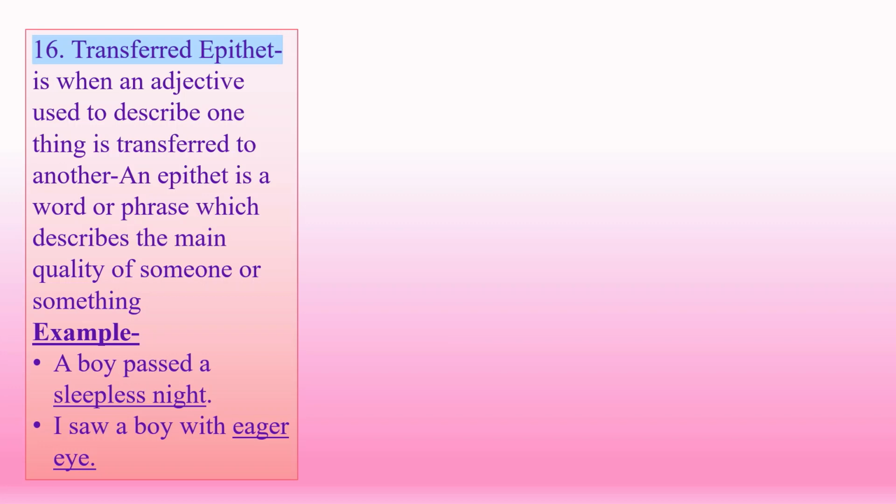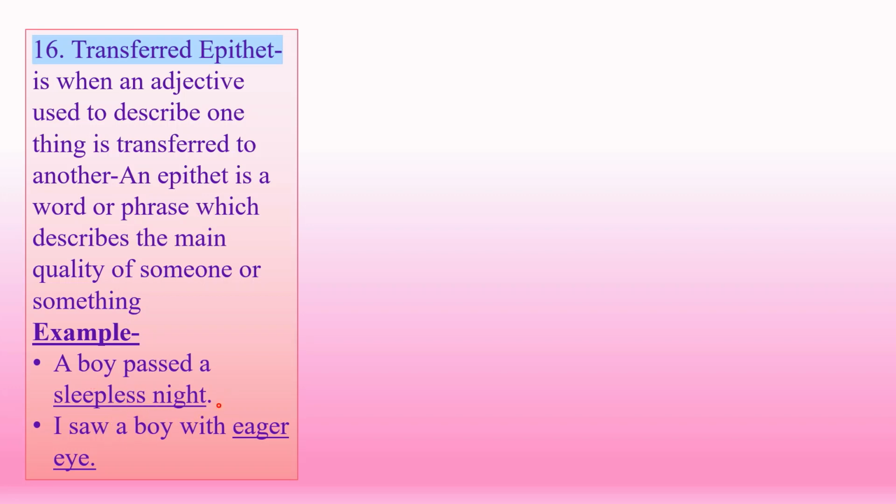The next figure of speech is transferred epithet. It is when an adjective used to describe one thing is transferred to another. An epithet is a word or phrase which describes the main quality of someone or something. See the first example. A boy passed a sleepless night. Here the adjective sleepless, which belongs to the boy, has been transferred to the night.